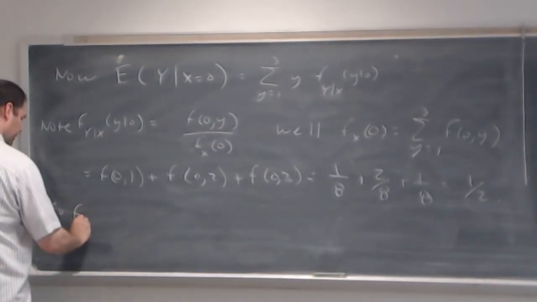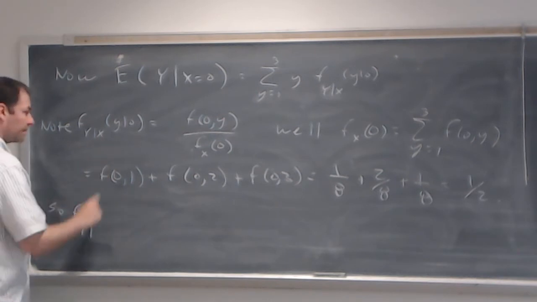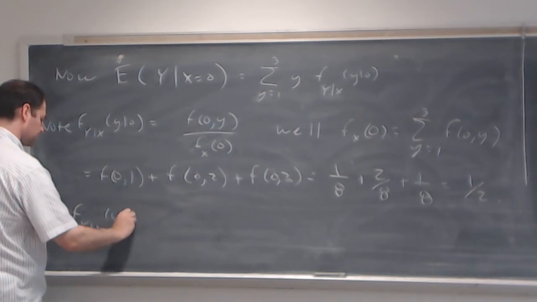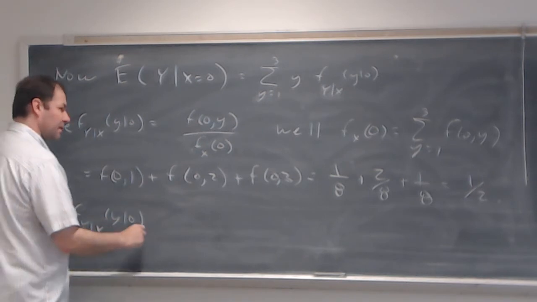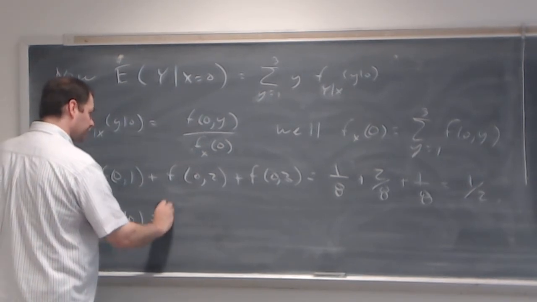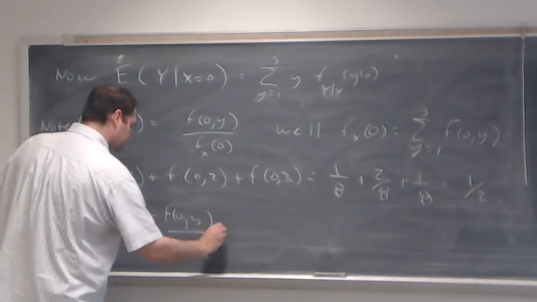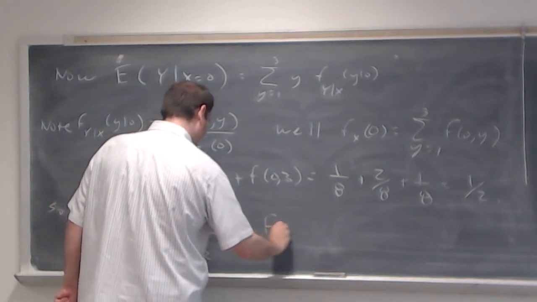So this conditional PMF of y given x equals 0 is equal to f of 0, y over 1/2, which equals 2 times f of 0, y.